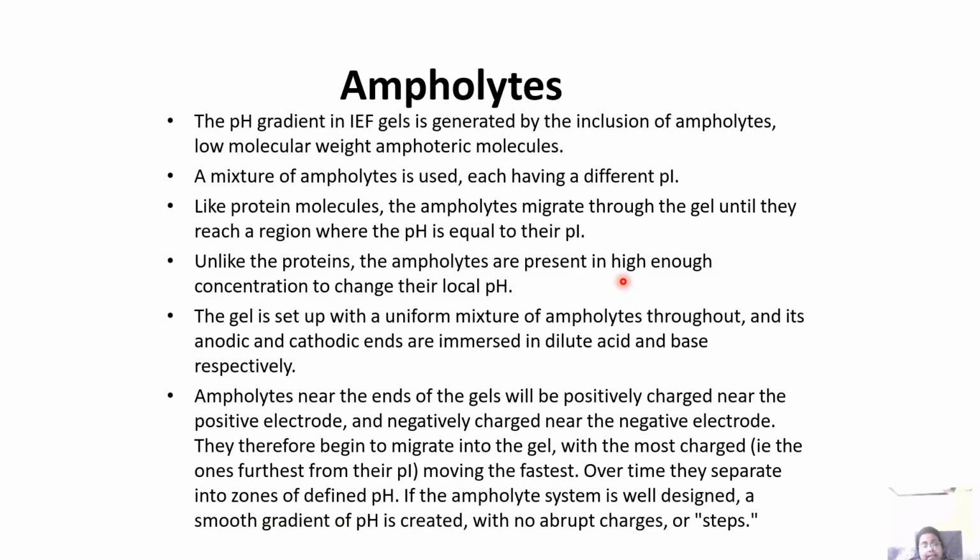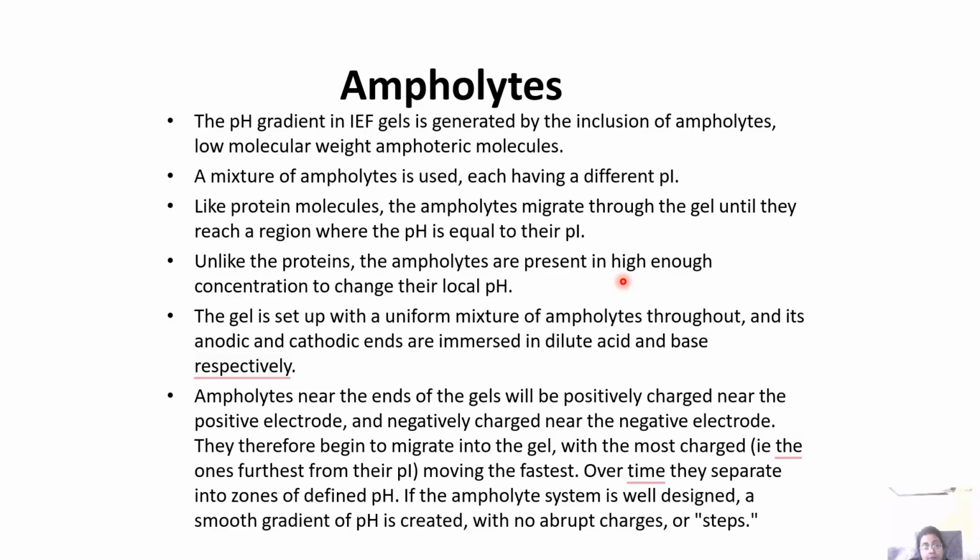So the pH gradient in the IEF gels is generated by the inclusion of ampholytes, low molecular weight amphoteric molecules. A mixture of ampholytes is used, each having a different pI. Like protein molecules, the ampholytes migrate through the gel until they reach a region where the pH is equal to their pI. Unlike the proteins, ampholytes are present in high enough concentration to change their local pH.